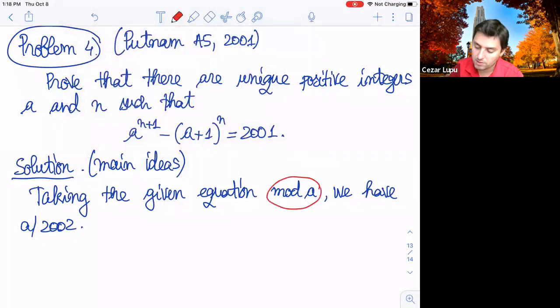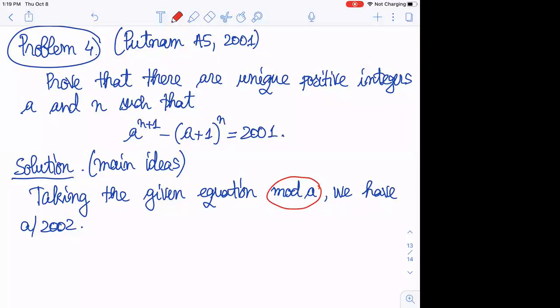But now, maybe in this decomposition of 2001, maybe you'll have a 3 there. Did you guys figure it out? How can I write 2001 as the product of some prime numbers? What are the prime factors of 2001? 3, 23, and 29. Let's keep this in mind.